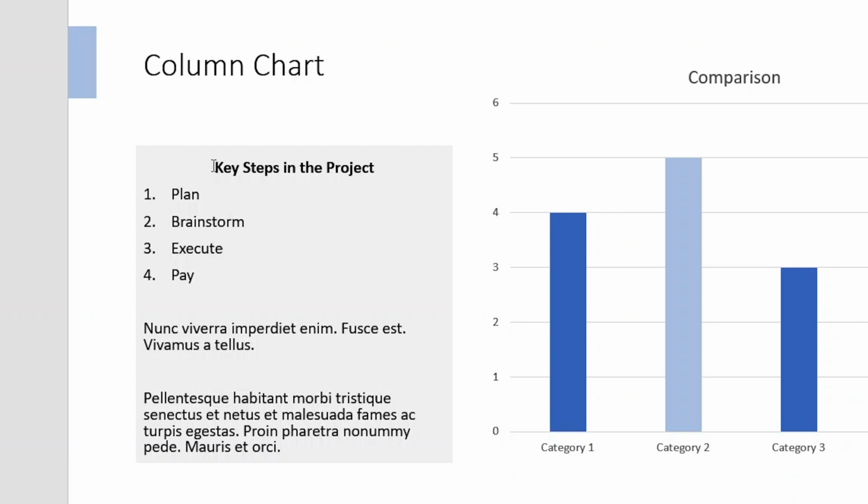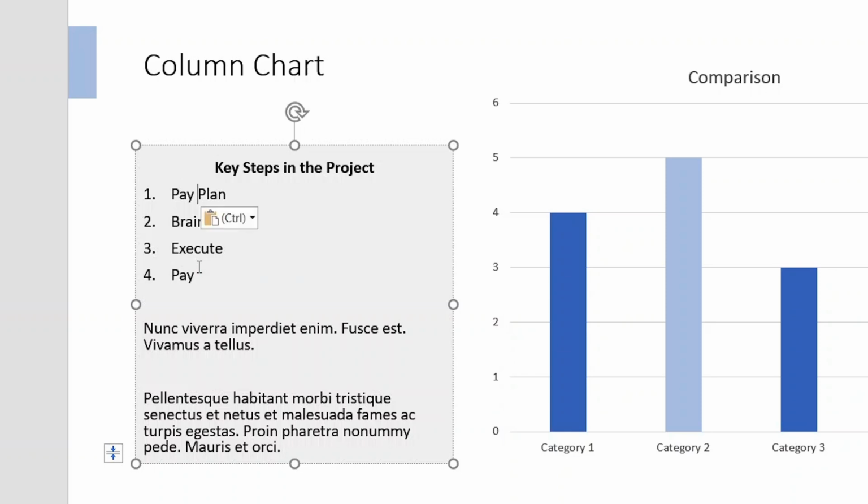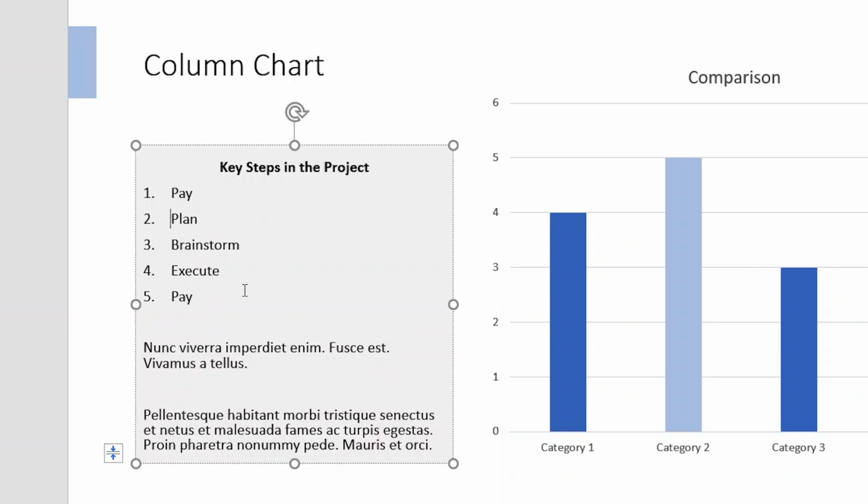So for example, in here we have the key steps in my project, and we have all these 4 steps. Let's say that our manager says, well, you should actually have pay on the very top instead of the plan. Well, one way you can go about it is pressing Ctrl Shift and left arrow here, pressing Ctrl C for copy, and then pasting over here, and then trying to delete that one after, which is a bit of a pain.